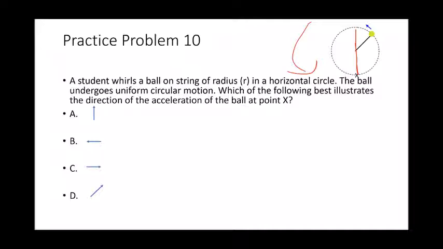Anytime an object is moving in uniform circular motion, it's always going to be accelerating toward the center of the circle, toward the direction of the centripetal force, which is the net force. So in this case, A is our answer.